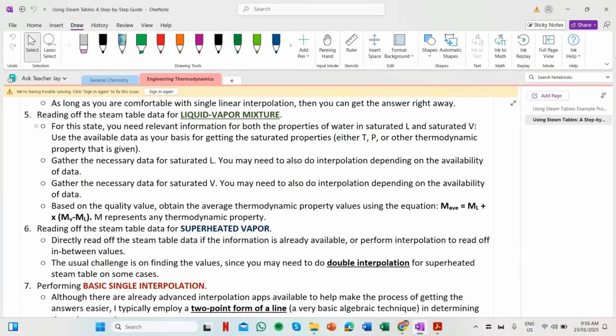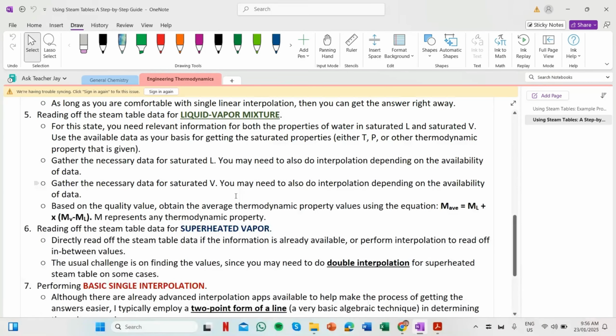Liquid vapor mixtures have thermodynamic properties that are average of these two saturated states. So use the available data as your basis for getting the saturated properties, and then you gather the necessary data for saturated liquid, and you gather the necessary data for saturated vapor.